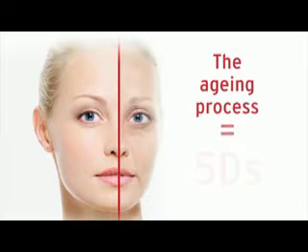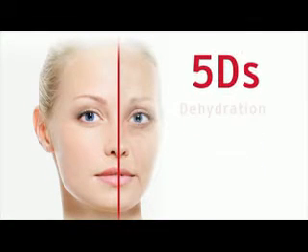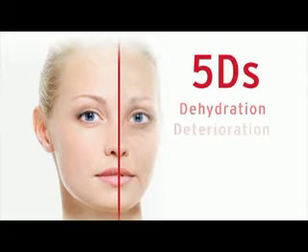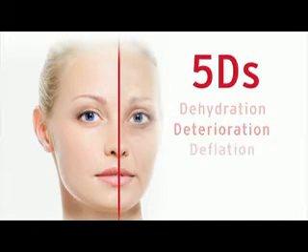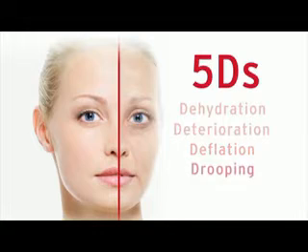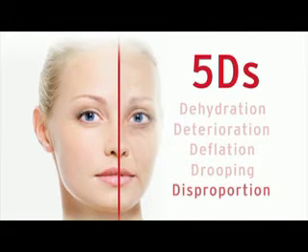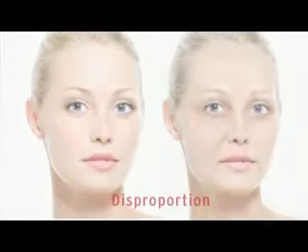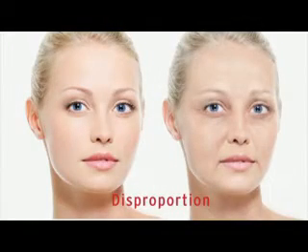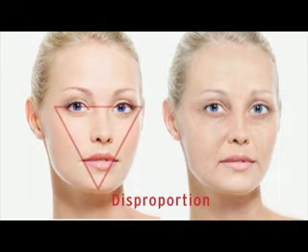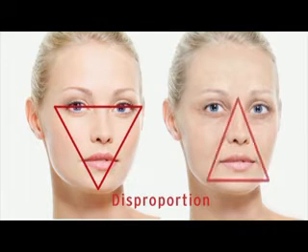The aging process can be summarized with the 5 Ds, which are dehydration of the skin, deterioration of the extracellular matrix quality, deflation at all levels, skin thickness, fat loss, muscle atrophy, and bone absorption, drooping of facial tissues, and disproportion, which is the consequence of the first 4 Ds, leading the face from a shape known as the triangle of youth to the opposite triangle of age.